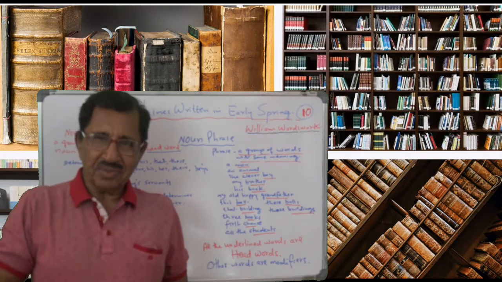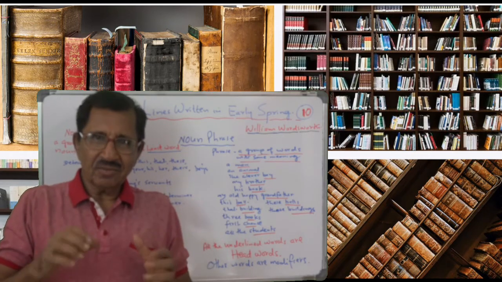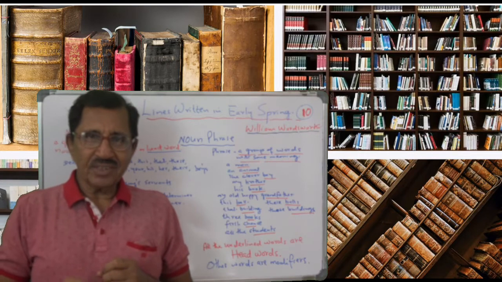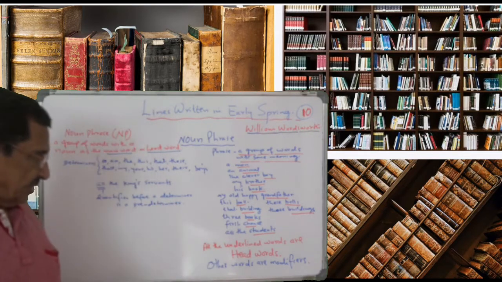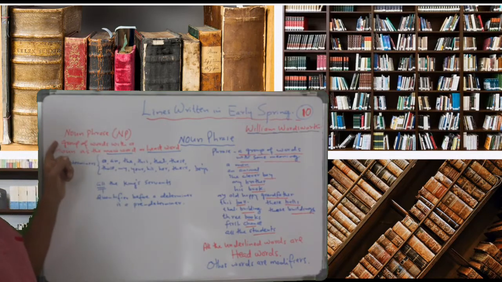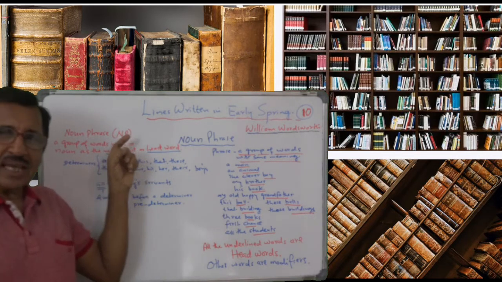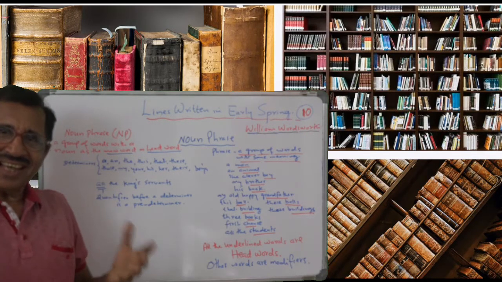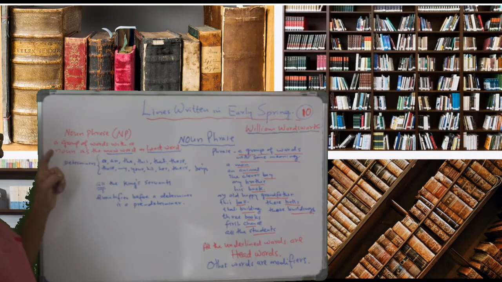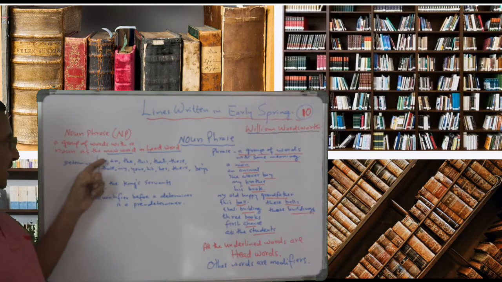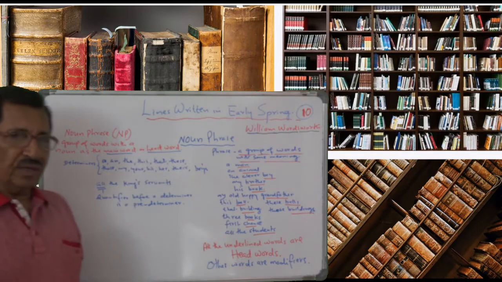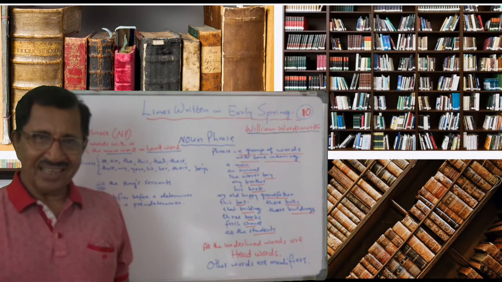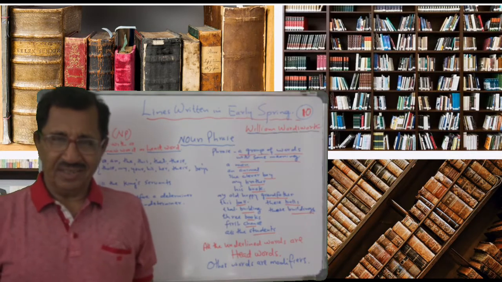So a noun phrase means a group of words where the noun is the main word, or we say the head word. Here it is, we have got the noun phrase. For short we say NP. All the time you need not say noun phrase, you can say NP. And NP is a group of words with the noun as the main word or head word. Headmaster, the main master. Like that, head word, the main word.